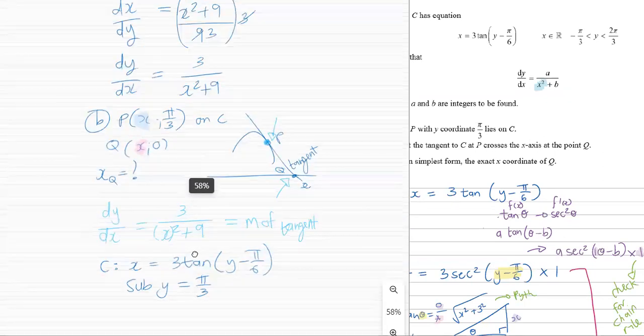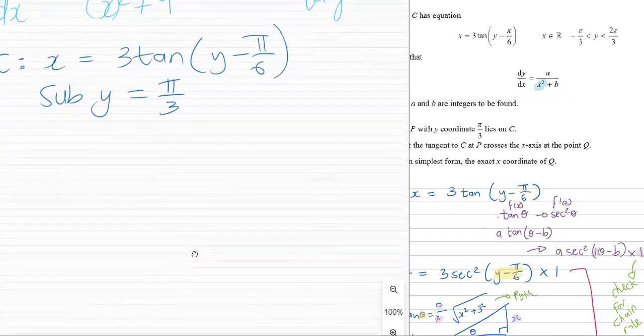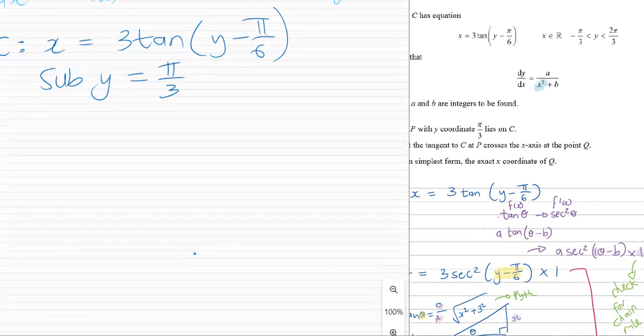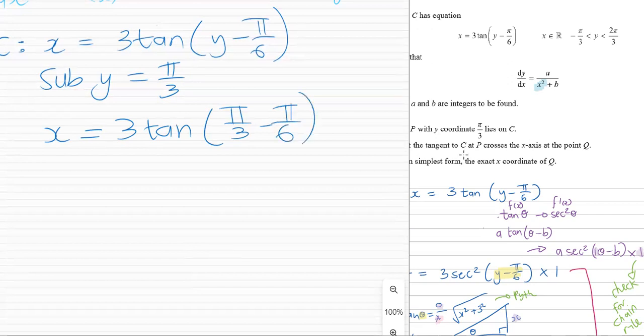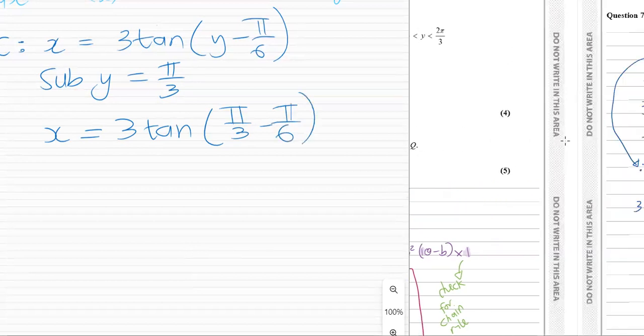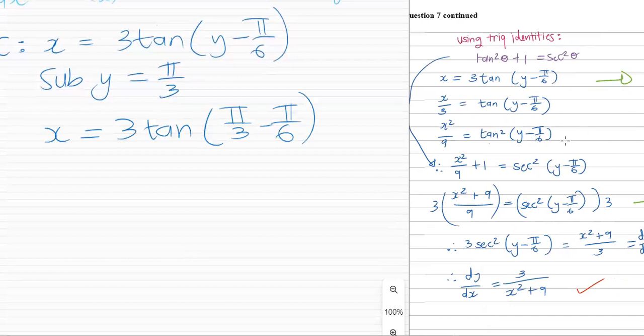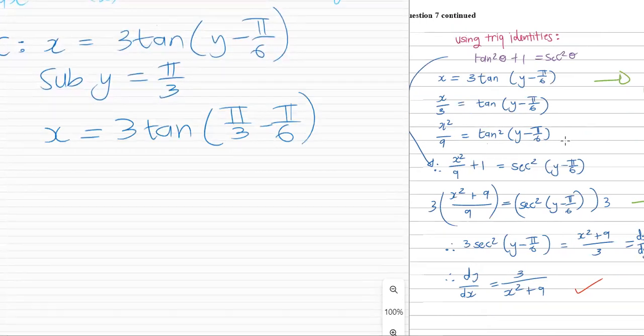You can do this yourself, or you can use your calculator. If we sub in y equals pi over 3, then we can get our corresponding x value, which is quite simple. I already did this, so I'll let you work that out and have fun working that out. But let's see what I got when I subbed it in.